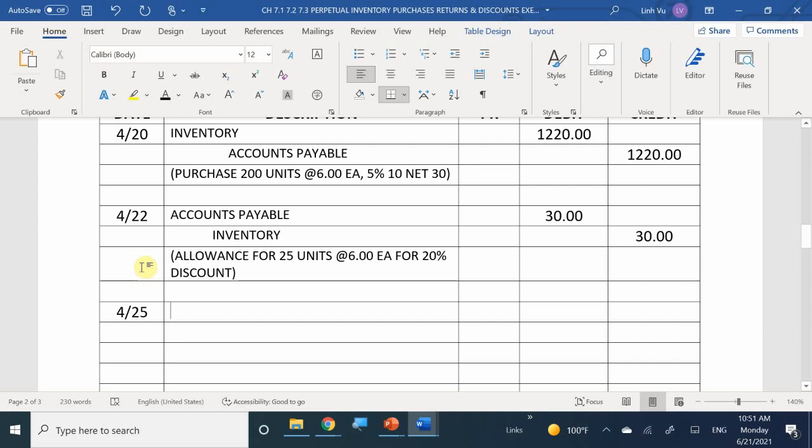So I said inventory for 3,175. Good. So inventory and accounts payable. We're going to take 6.25 times the 500, which should give you 3,125, plus $50 of freight gives you 3,175.